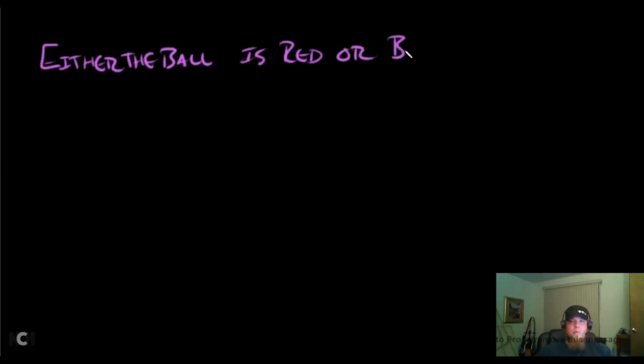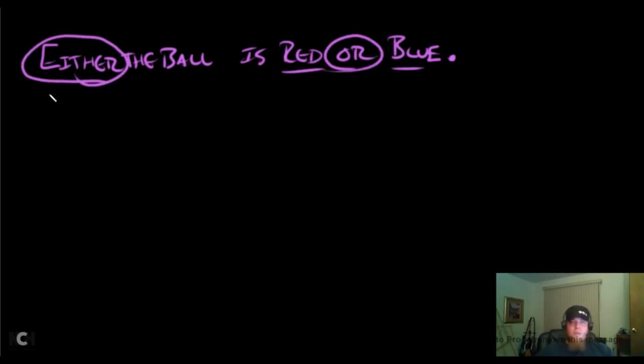Let's say I said something like this: either the ball is red or blue. We have the language of "or" and the language of "either." Now the "either," in my view, is just letting you know there's a disjunction coming up, just like the word "both" lets you know that there's a conjunction coming up, just like the word "if" lets you know that a conditional is coming up. So if I said, either the ball is red or it's blue, the way that I would take this is R wedge B: it's red or it's blue.